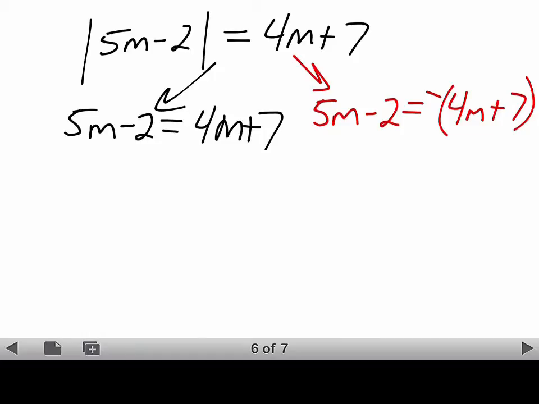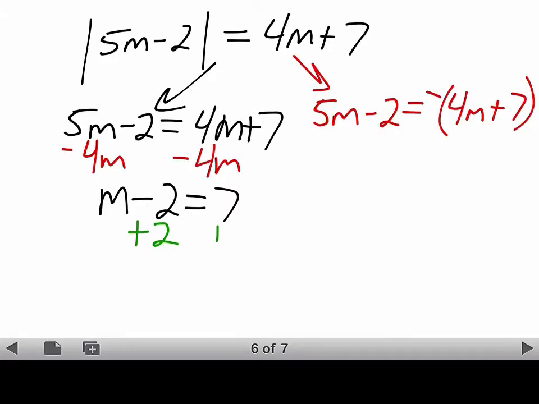We'll solve each of these as usual. Subtract 4m from both sides to give me m minus 2 is equal to 7, and then we'll add 2 to both sides to get m is equal to 9.